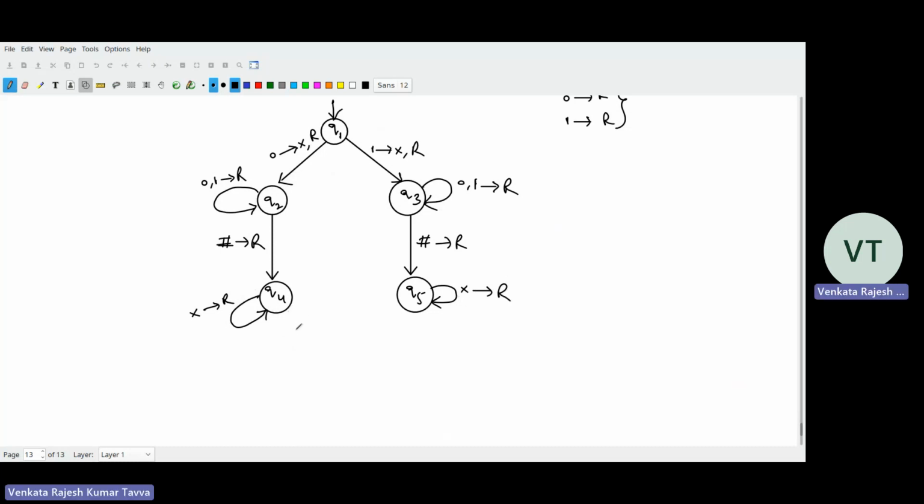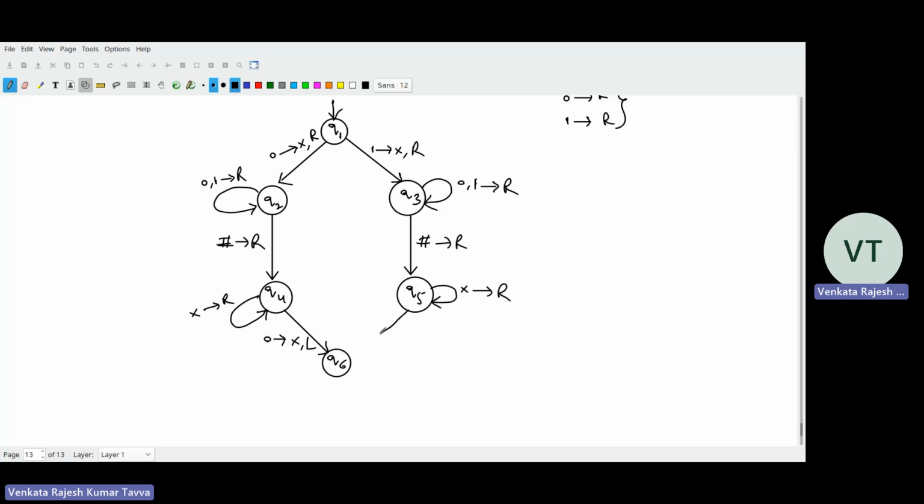Now I should see an uncrossed symbol if I am in this branch, which means I have seen a 0 earlier. Now also I should see a 0, only then it is matching. Similarly here I have seen a 1 earlier. Now also I should see a 1, only then they are matching. So I can have a common state where, if I see a 0, I cross it and go left. I crossed it, my job is done, I should go left again.